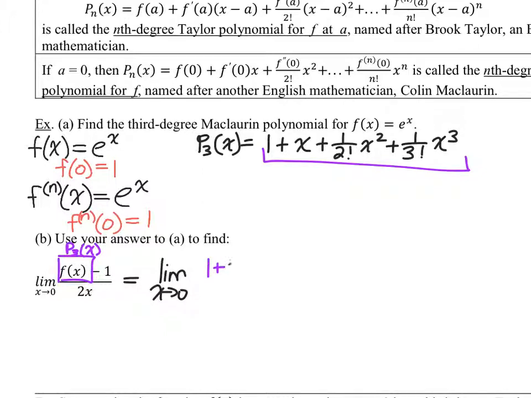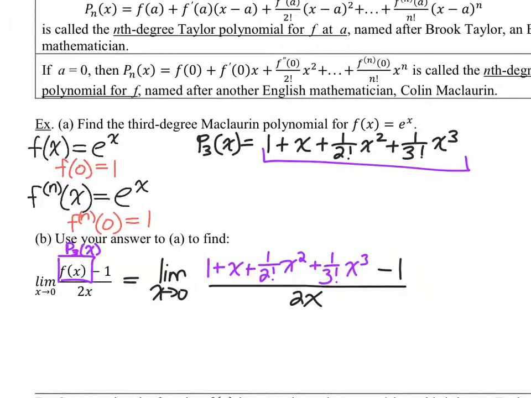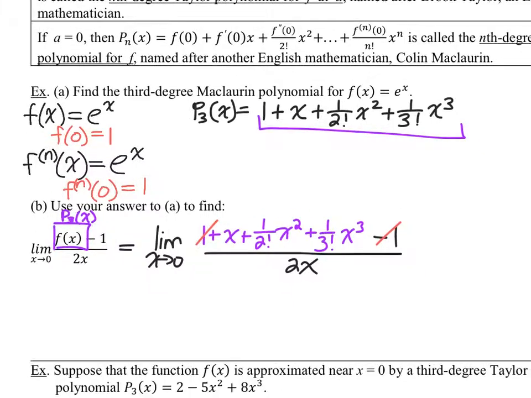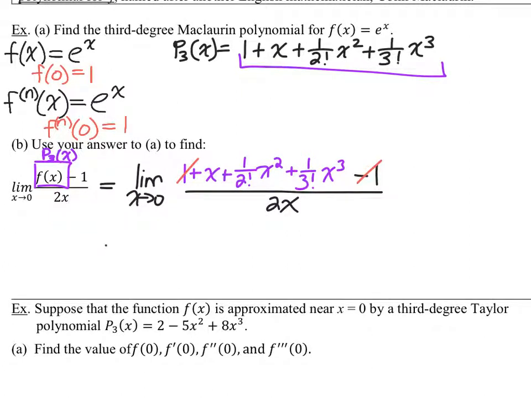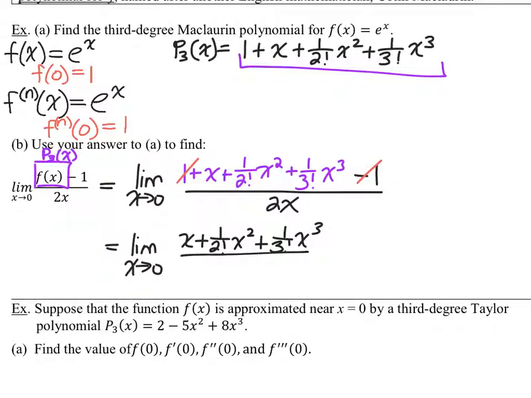looking at 1 plus x plus 1 over 2 factorial x squared plus 1 over 3 factorial x cubed minus 1 all over 2x, you can see that the 1 and negative 1 will cancel, and you're going to be left with x plus 1 over 2 factorial x squared plus 1 over 3 factorial x cubed over 2x.